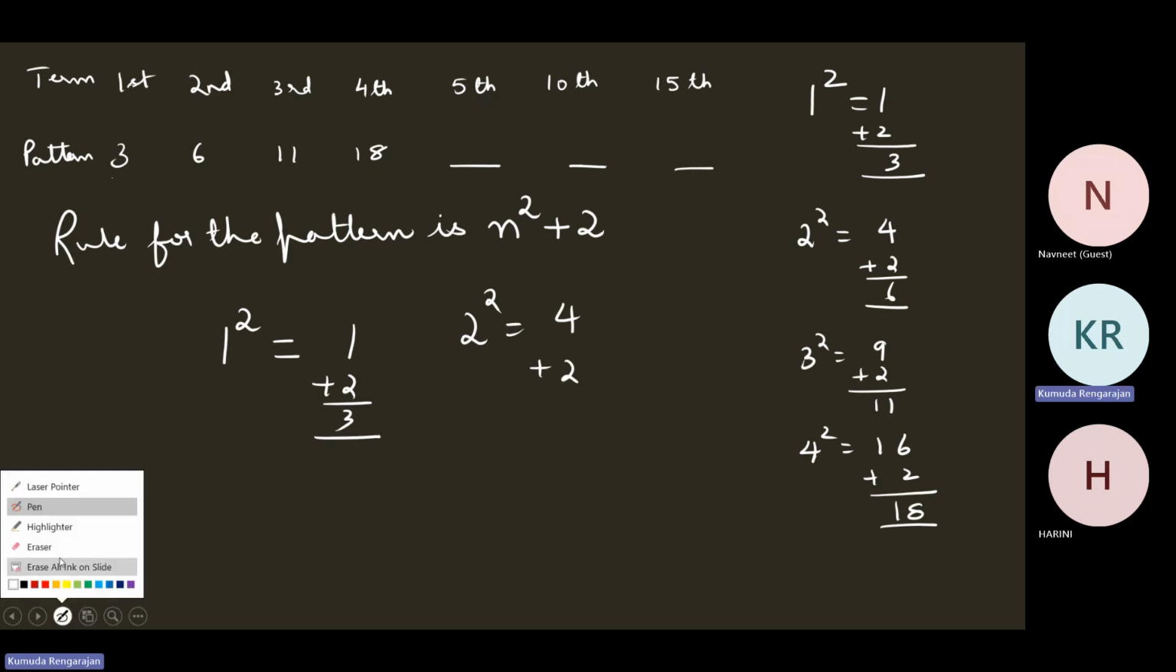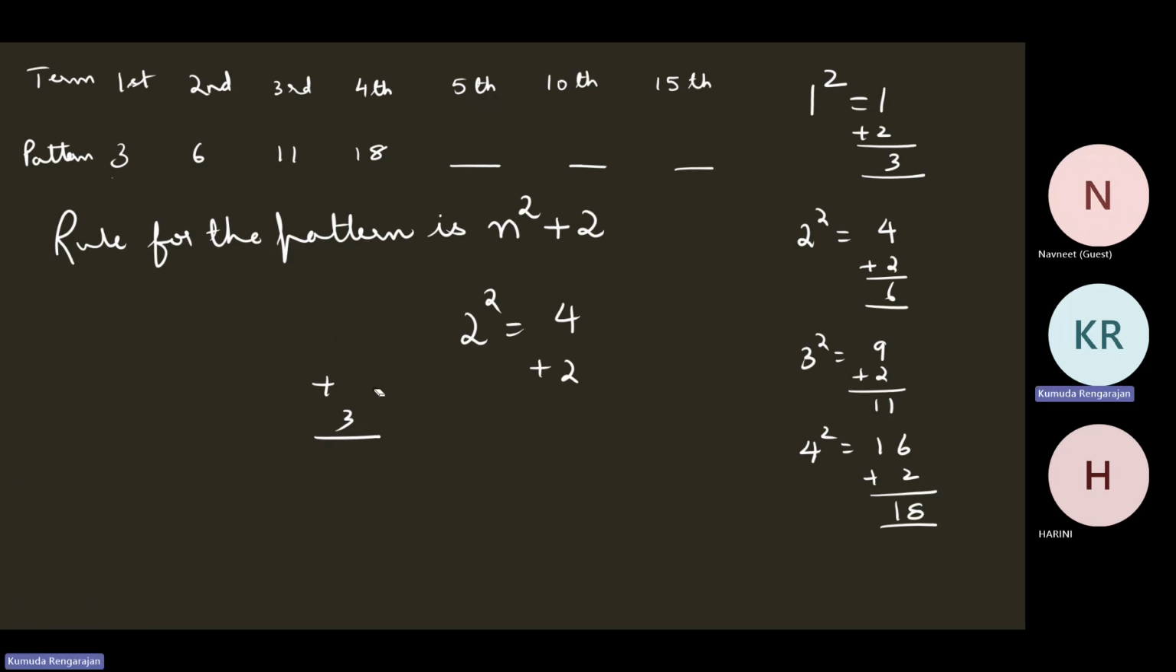So what you've been doing is n square. Sometimes it can be n cubed also, n cubed plus 2 or n cubed minus 2. But here it is n square. You square n and add 2. This is the rule for the pattern.